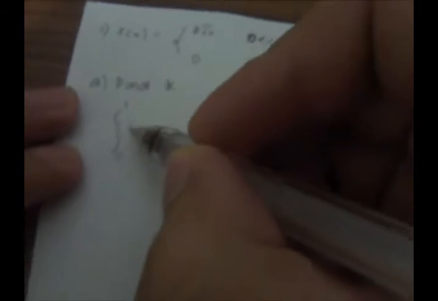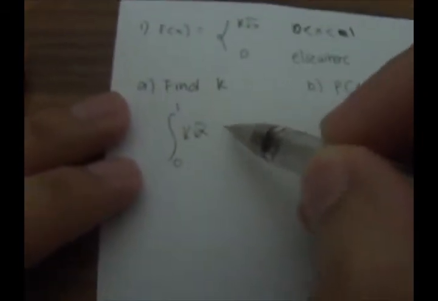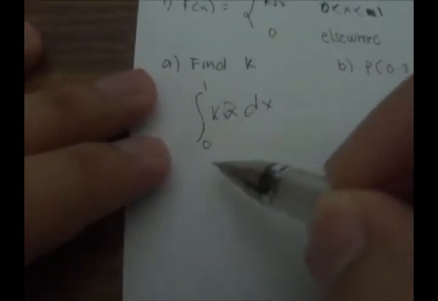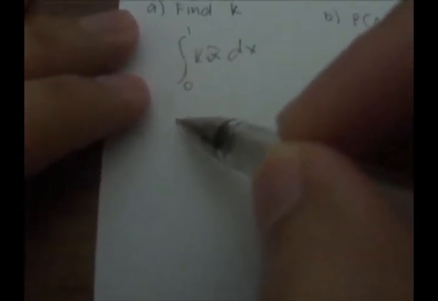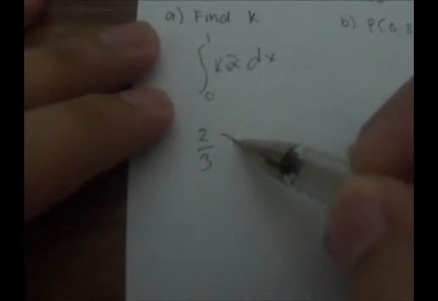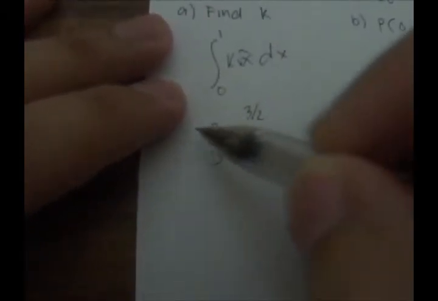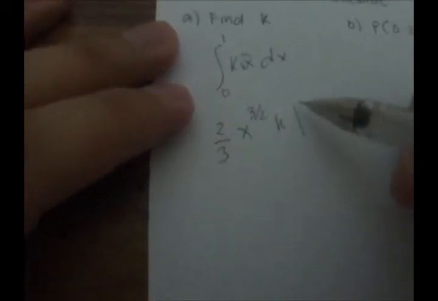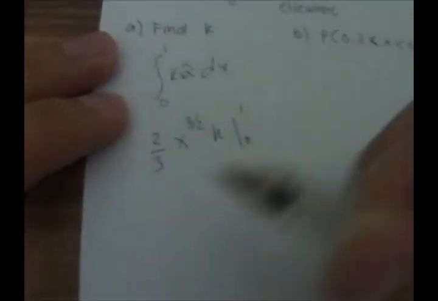Letter A, find k. To solve for k, we set up the integral from 0 to 1 of square root of x times k dx. The integral of that will be 2/3 x raised to 3 halves k from 0 to 1.